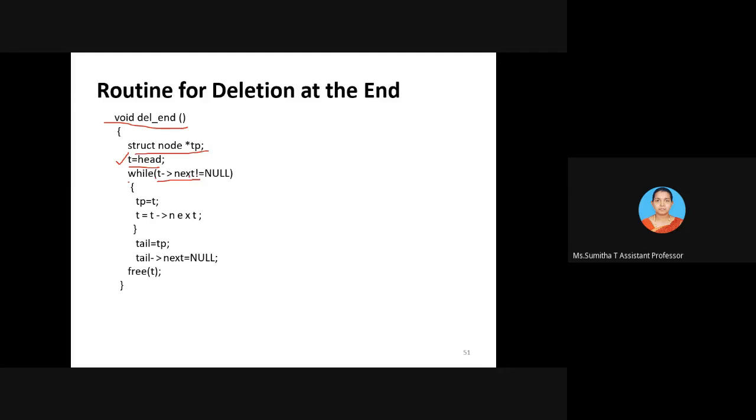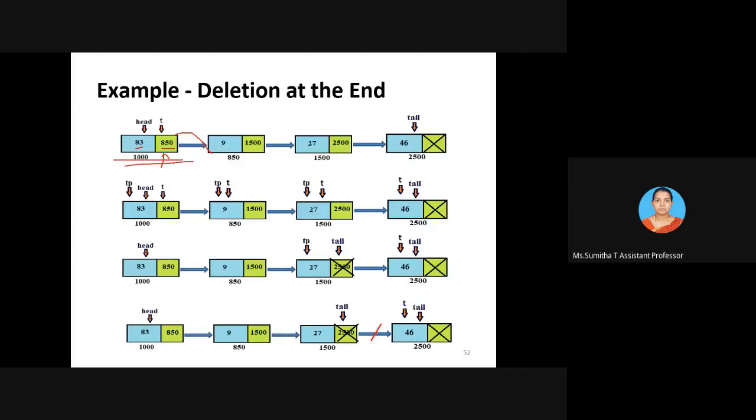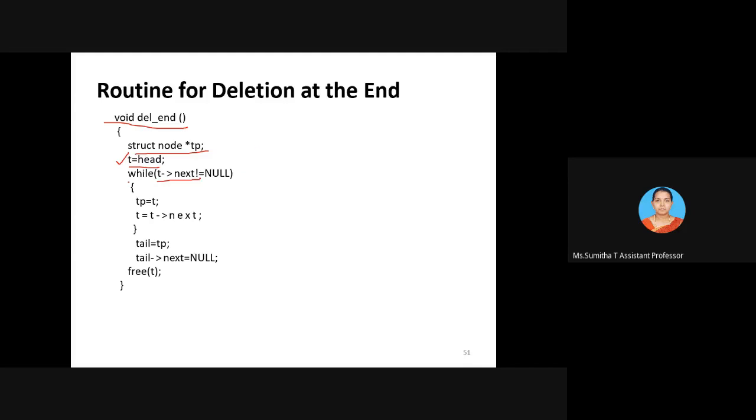T of next not equal to null. Here also not equal to null. Here also not equal to null. When it reaches the tail node, then only it becomes null. Up to that, we are doing this process. What is the process? TP equal to T.